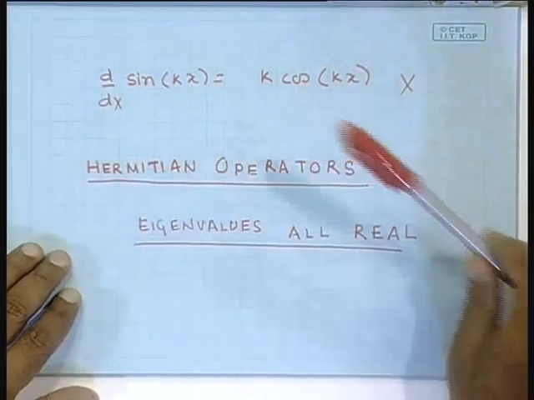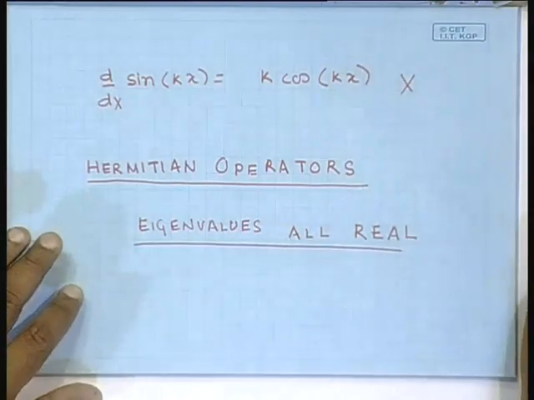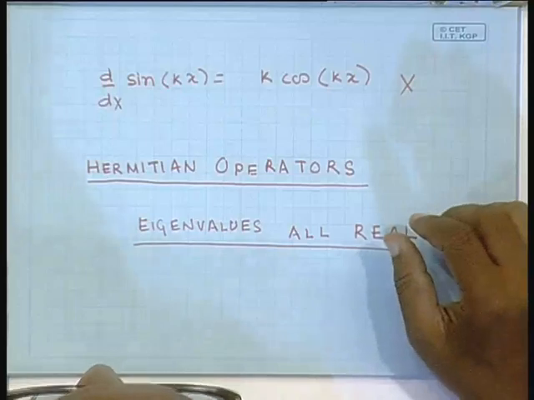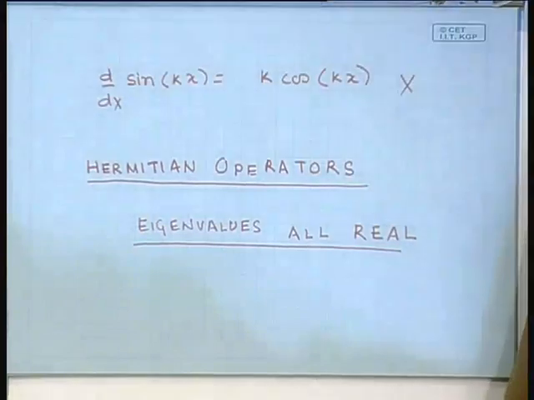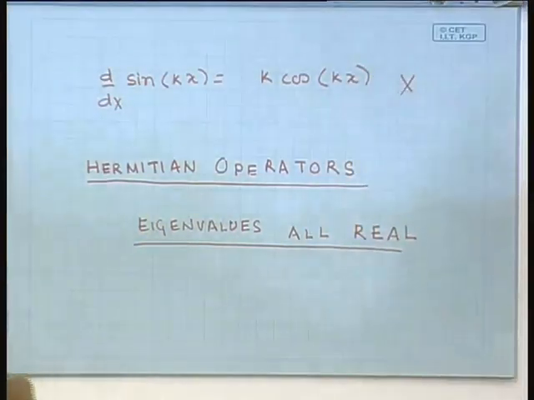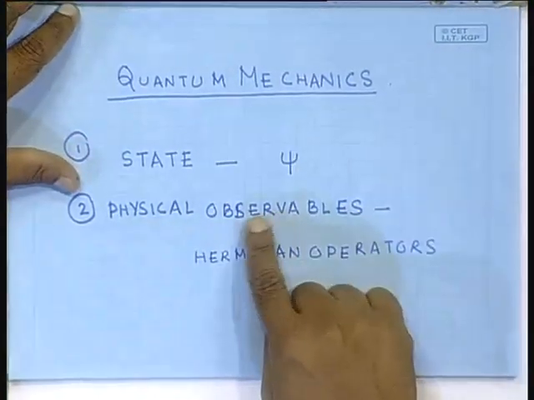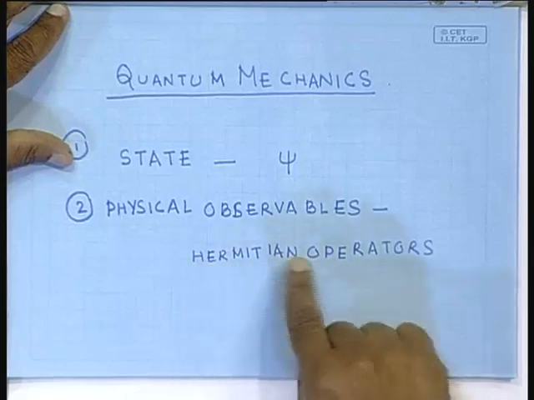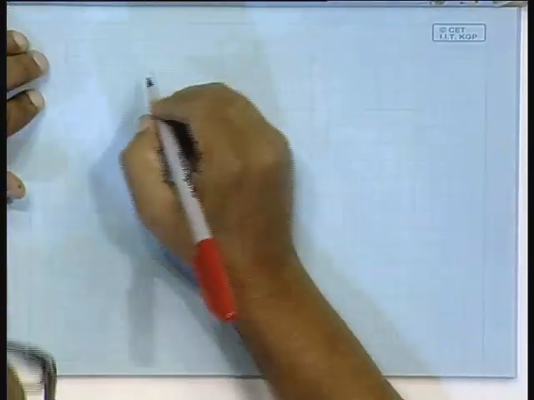Now, Hermitian operators are a special class of operators, all of whose eigenvalues are real. And it is the postulate of quantum mechanics that corresponding to every physical observable, there is a Hermitian operator associated with it. So, let me give you an example of a Hermitian operator.